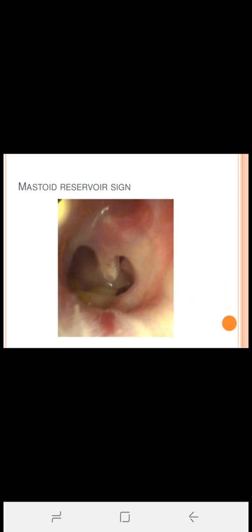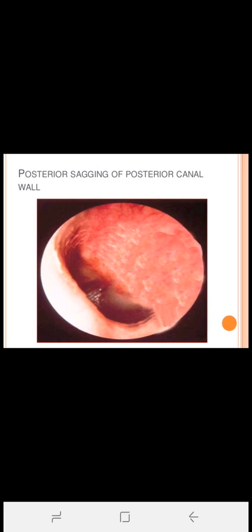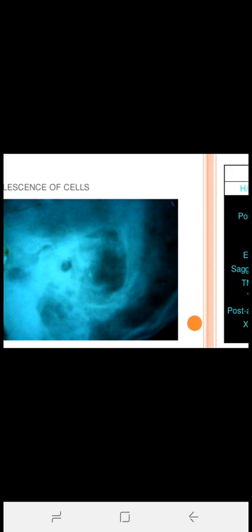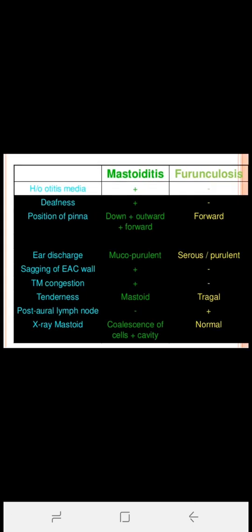Here you can see the mastoid reservoir sign: through the perforation, it is fully filled with pus beneath. We can see the pus through the perforation. Here, as I told you, in the sagging the posterior canal wall will be pushed more forward and it will be red and congested. In mastoiditis, there is a full red tender postaural region, that is the ironed out mastoid. This is clouding of the air cells, that is coalescence of the cells. Normally it is well pneumatized.